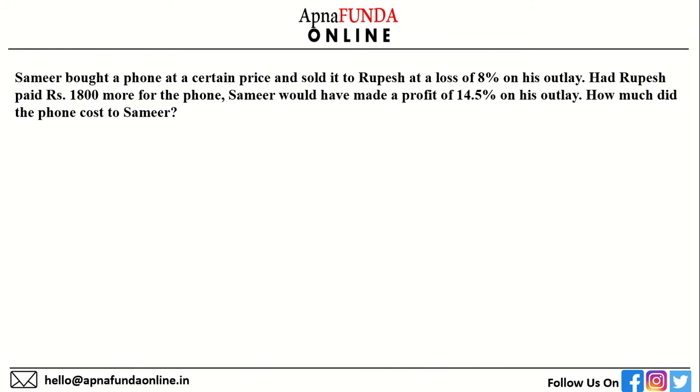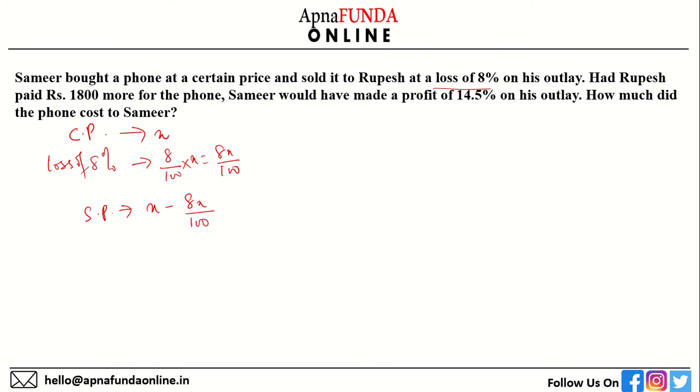So let's say the cost price at which Samir bought the phone, let us take it to be X. He sold it to Rupesh at a loss of 8%. So there is a loss of 8%. So that means 8 by 100 into X. 8X by 100 is my loss. So my selling price becomes cost price minus loss, which is X minus 8X by 100. This will give me 92X by 100. I hope I'm clear up to here and you're able to follow.